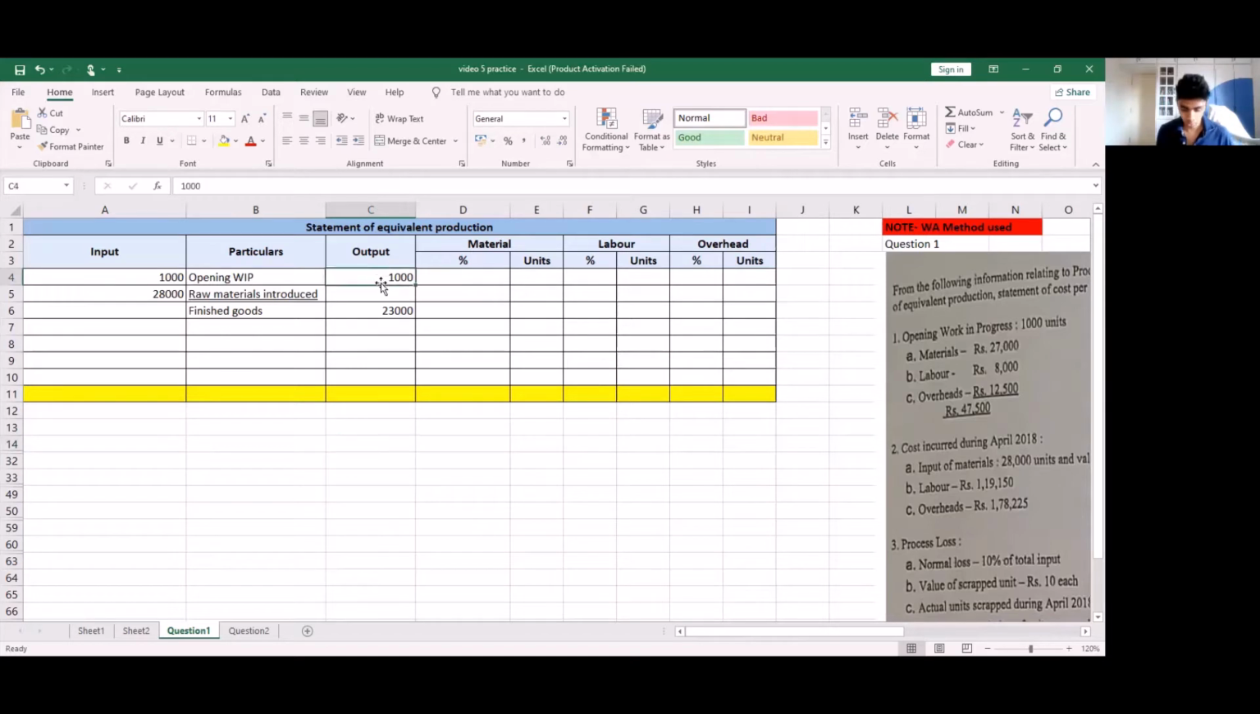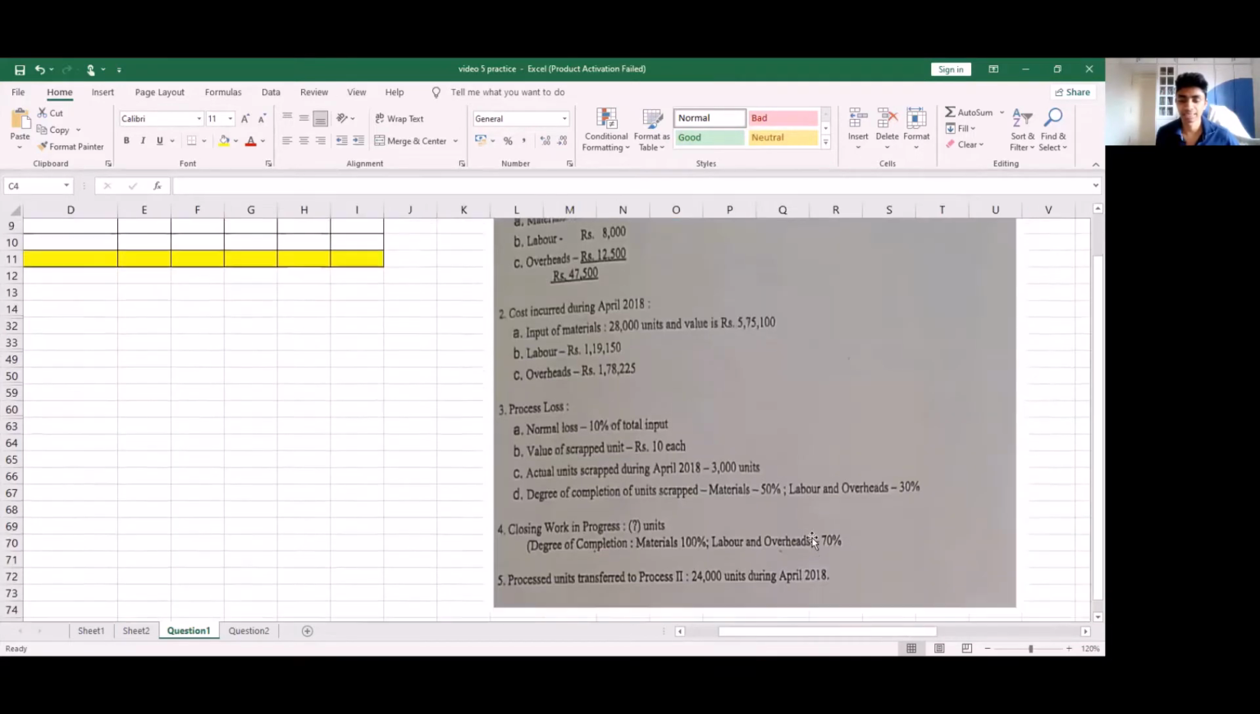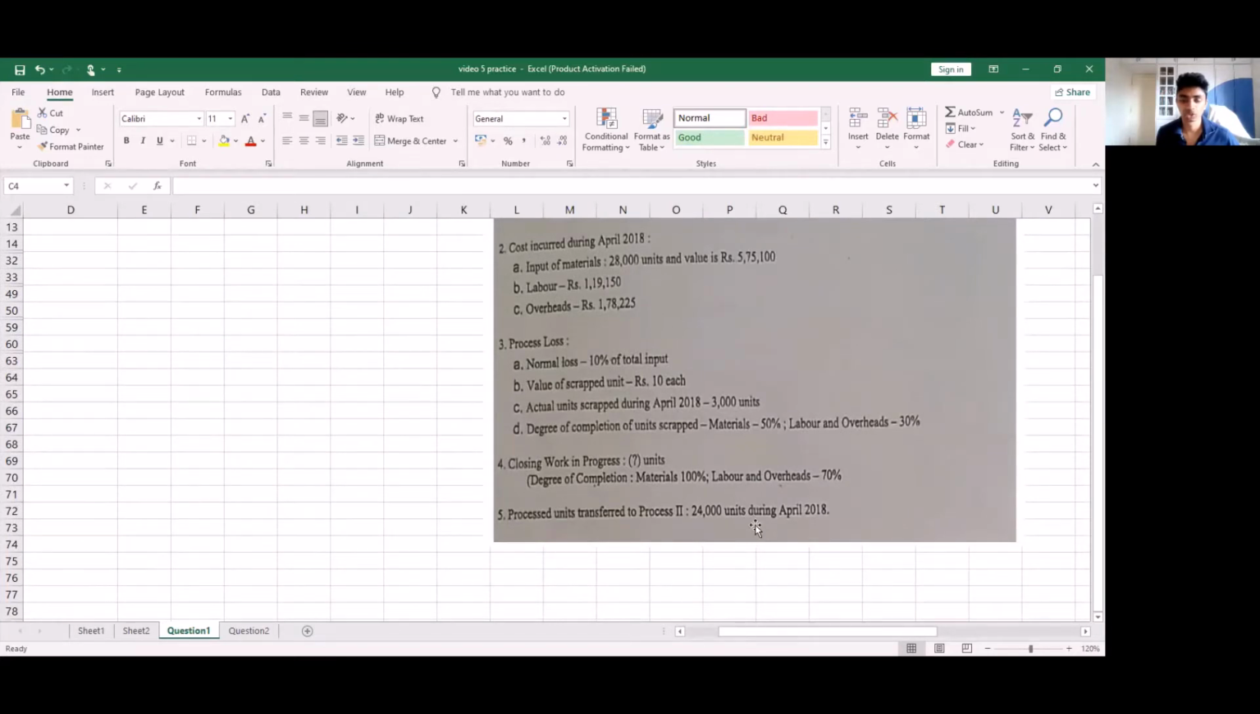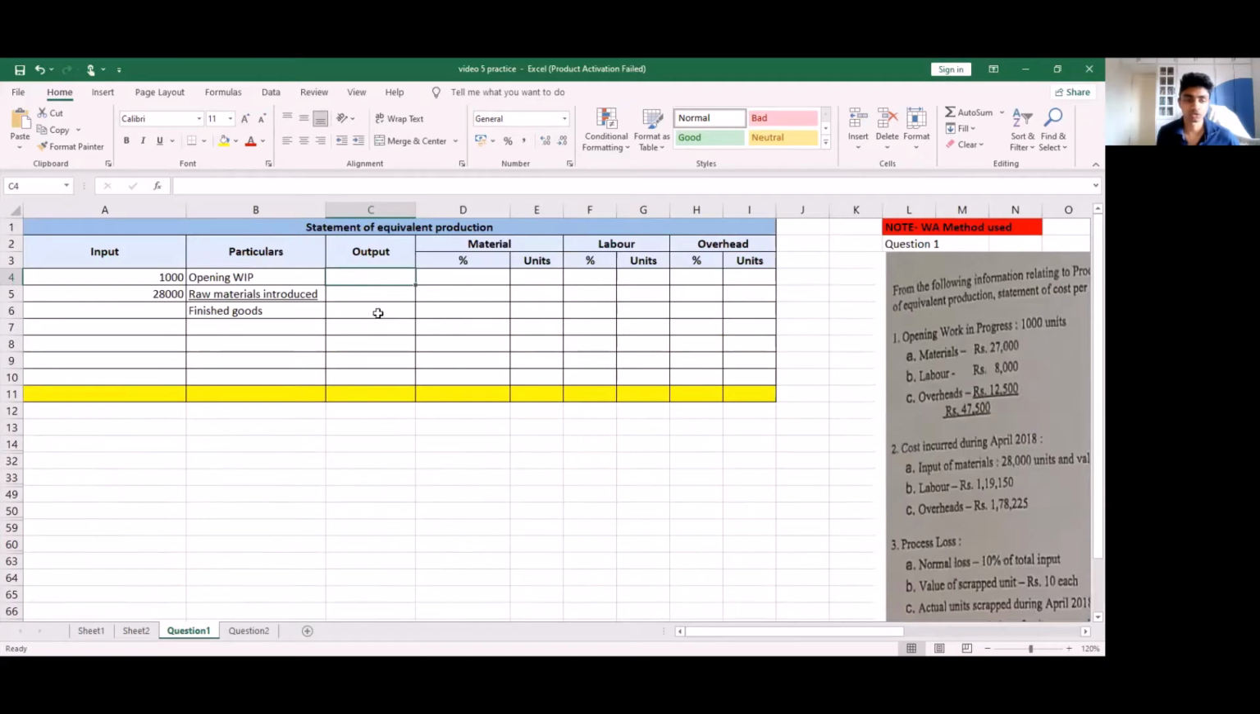But when it comes to our weighted average method, since we don't know the degree of completion for opening work in progress, we will write no value in our output column of opening work in progress. At the same time, when it comes to finished goods, we will take the value exactly as it is from the units transferred to process 2. So we will write 24,000 units for our finished goods.